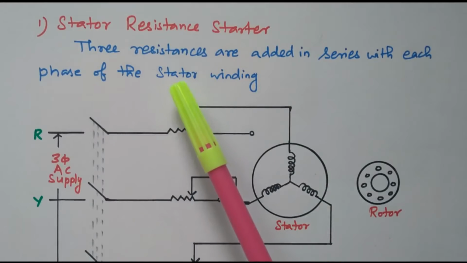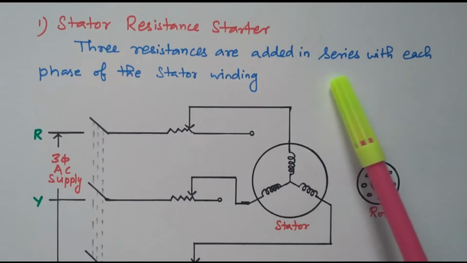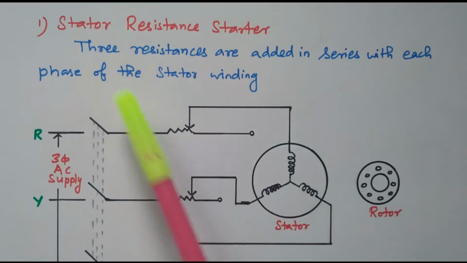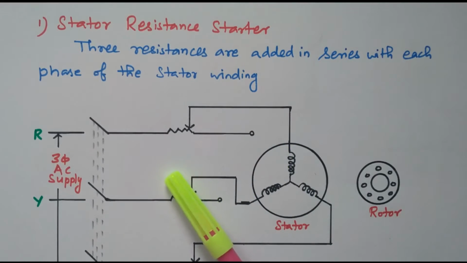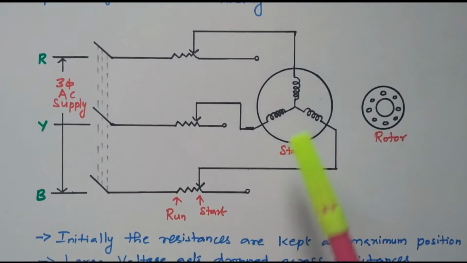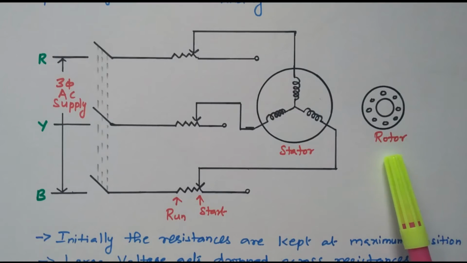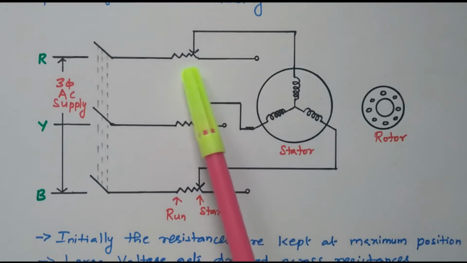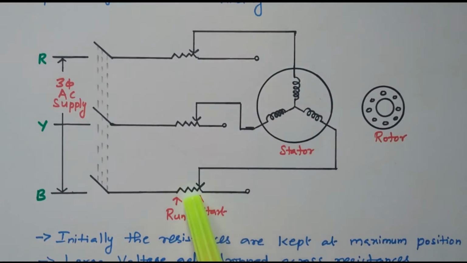So 3 resistances are added in series with each phase of the stator winding. The stator resistance method means 3 sets of resistors are connected to each phase of the stator winding. I will refer to the diagram. So this is a 3-phase induction motor. This is the stator, this one is the rotor. This 3-phase induction motor is connected through the resistance, 3 sets of resistance.